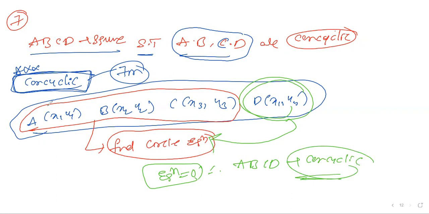Is the question clear? How to find out whether points are concyclic or not? Concyclic means all points lie on the circle. The point A, the point B, the point C, the point D, these 4 points lie on the circle. Therefore, these 4 points become concyclic.